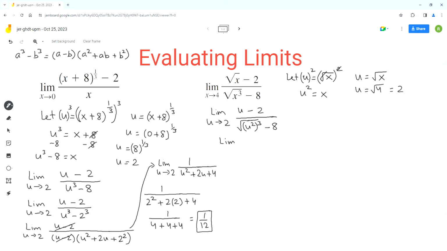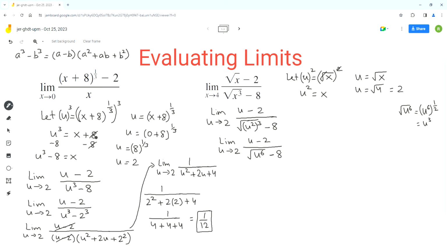So we can rewrite it as limit u approaches 2, then u minus 2 over, here we have to use the power on a power law of exponent. So we get square root of u to the power 6 minus 8. And now we can simplify square root of u to the power 6, which will be equal to u to the power 3, because square root of u to the power 6 can also be written as u to the power 6 and then outer exponent 1 over 2. And when we multiply 6 by half, we get u to the power 3.